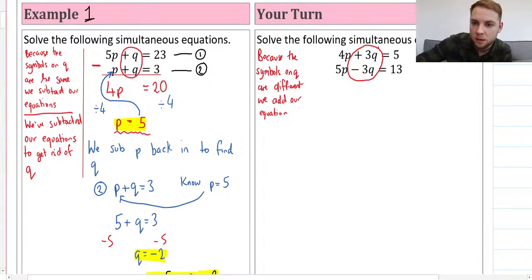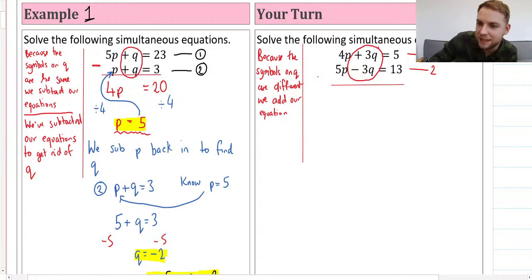So let's do that now. Now I'm going to just label these again like I did last time. I'm going to label this one here 1. I'm going to label this one here 2. And because the symbols are different, we're going to add these equations. Now, the reason that we're adding these is again so that we can eliminate Q.